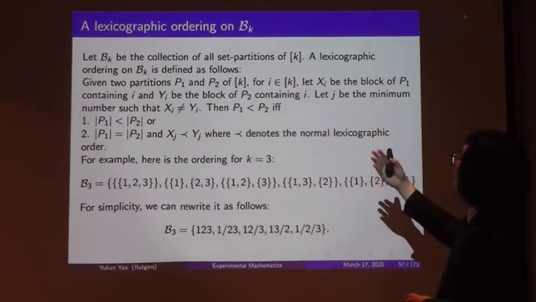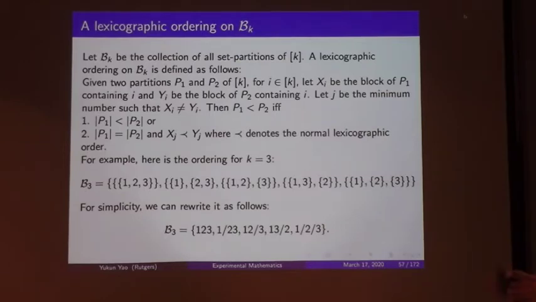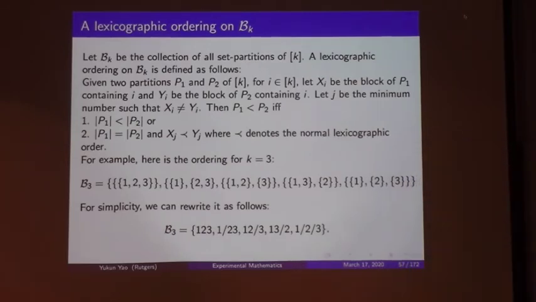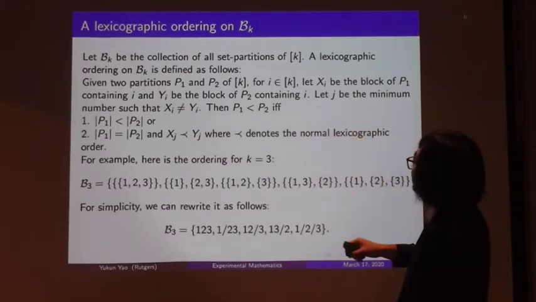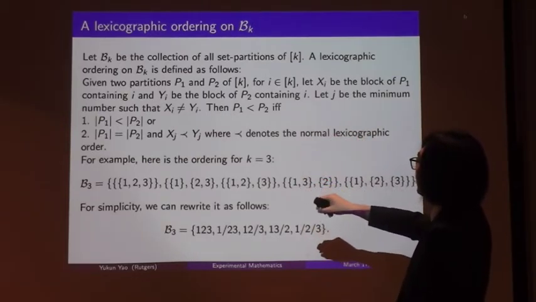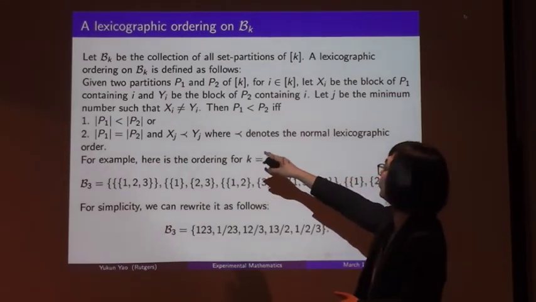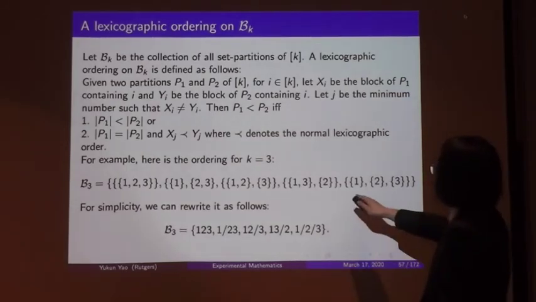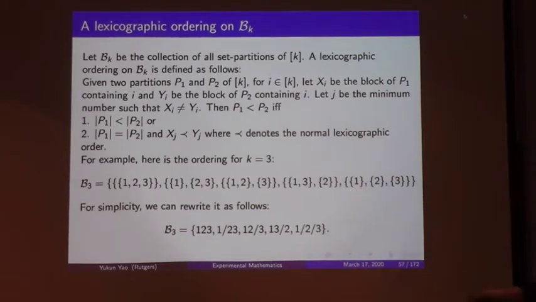So we want to define the ordering on set partitions. If we have two set partitions, first we compare the number of parts. So the one with fewer parts will come first. And if they have the same number of parts, then we consider each xi, which means the block containing i. We find the first one which are not the same, then we consider the normal lexicographical order on xj and yj, where j is the first one which are not the same. So this is a partition for 3, 1, 2, 3. And here is the ordering.